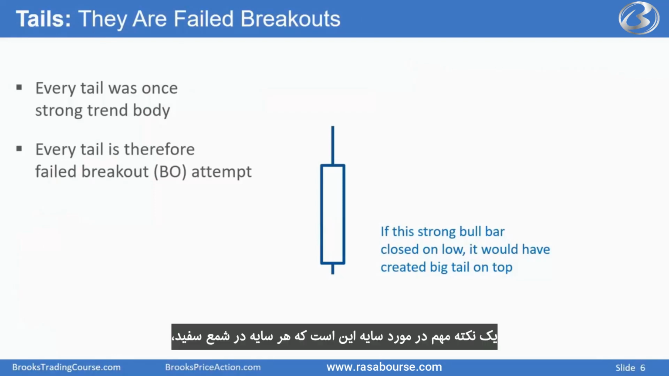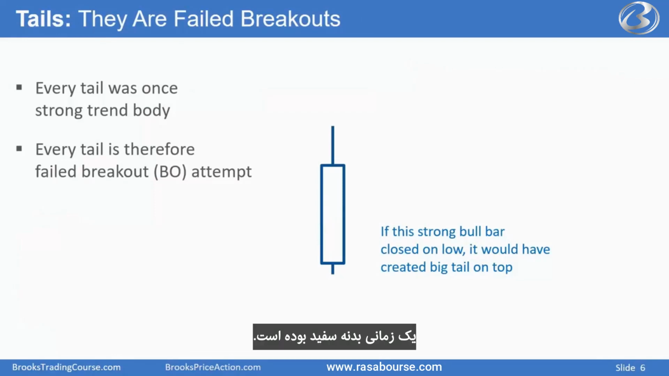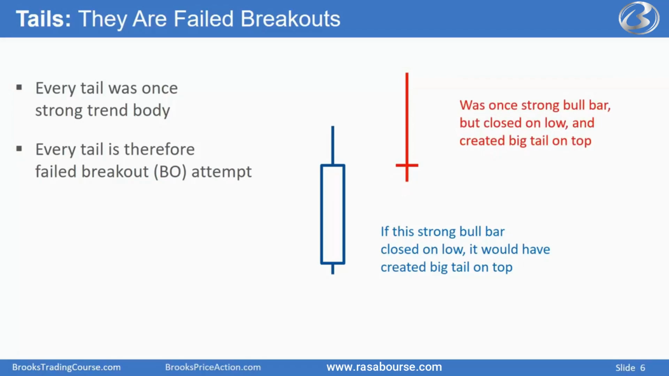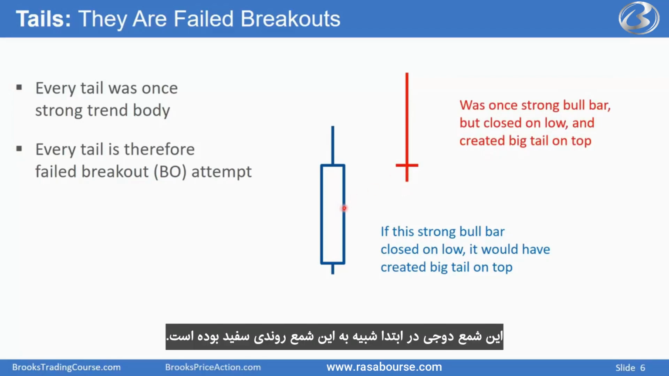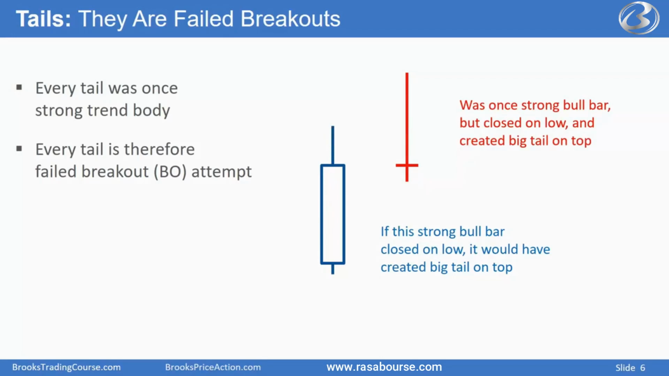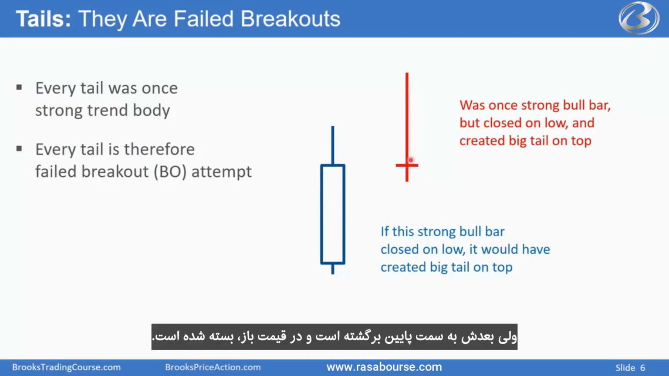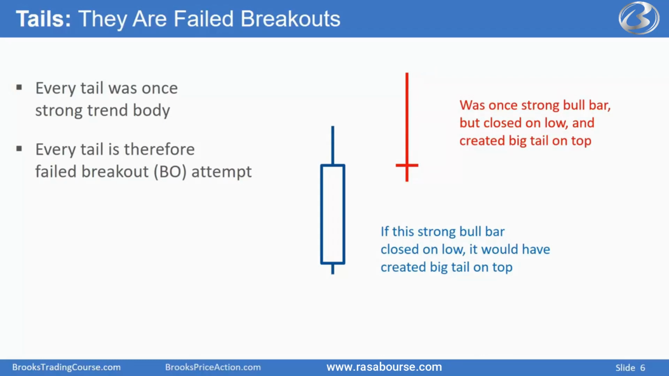Something to realize about tails is that every tail once was a strong bull body. But when you look at this bar, at one point, this bar was that bar. At one point, the bar traded way up, and this bar only traded down to here. This bar also traded way up, but then traded all the way back down to the open. Every tail on the top of a bar is an attempt at a breakout that fails.